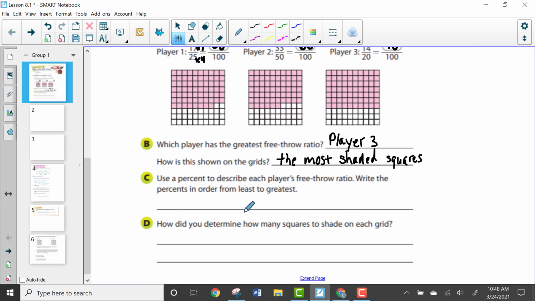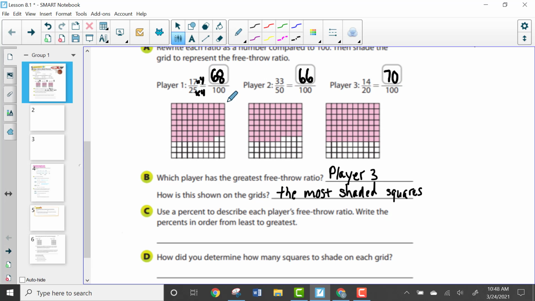All right, now letter C, it says use a percent to describe each free throw ratio. Write the percents in order from least to greatest. You can see that we have 68 squares out of 100. Remember, percent always means it's always comparing to 100. So that's 68%, 66%, 70%. Writing these from least to greatest, it's easy to see 66%. Just because we put a percent sign doesn't mean it's any different. 68 is greater than 66. And then finally, 70%.